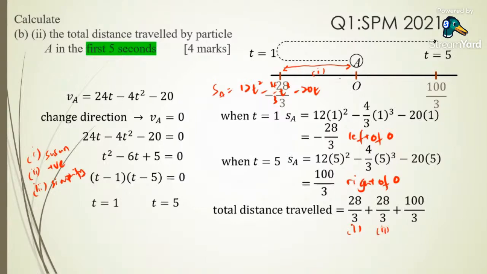Lepas tu, what happened to the second part? Kat mana second part tu? Second part is over here. From here, lepas dia change direction tu, sampai sini. This is 2. And then, the third part ni, 100/3. Kat mana pula 100/3? 100/3 from sini sampai sini. So, this is third part. That's why kita akan dapat 28/3 plus 28/3 plus 100/3, which equivalent to 52.